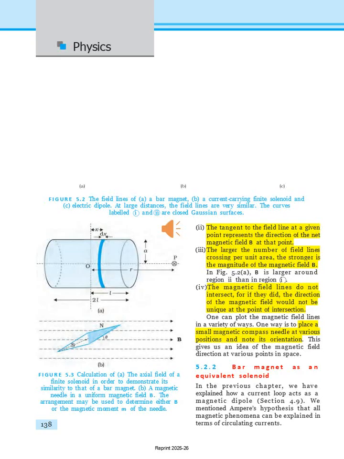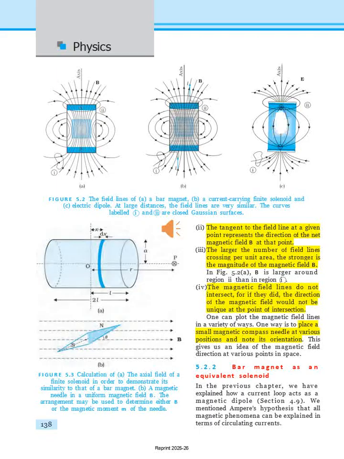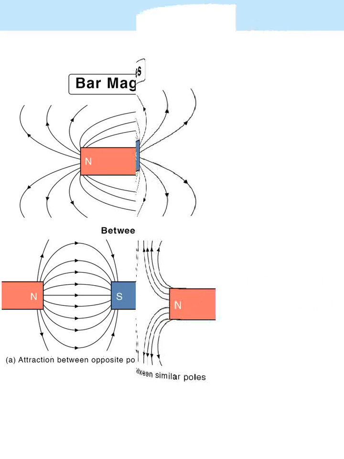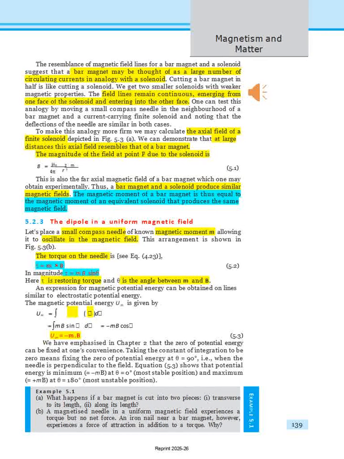Bar magnet as an equivalent solenoid. In the previous chapter, we have explained how a current loop acts as a magnetic dipole, section 4.9. We mentioned Ampere's hypothesis that all magnetic phenomena can be explained in terms of circulating currents. The resemblance of magnetic field lines for a bar magnet and a solenoid suggests that a bar magnet may be thought of as a large number of circulating currents in analogy with a solenoid.